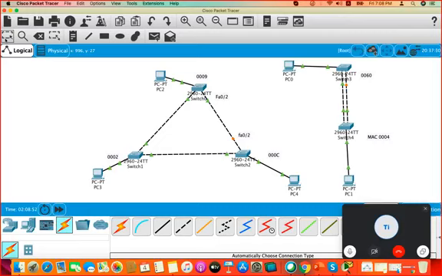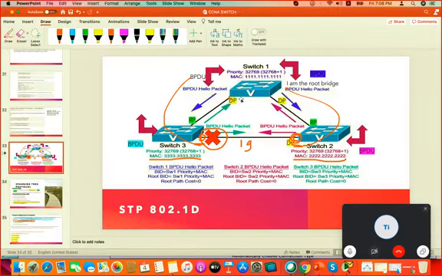And remember one thing. When there are two switches or three switches, the switch that becomes the root bridge, its directly connected ports will always be designated ports. The ports on the root bridge will always be in the forwarding state, that is, designated ports.